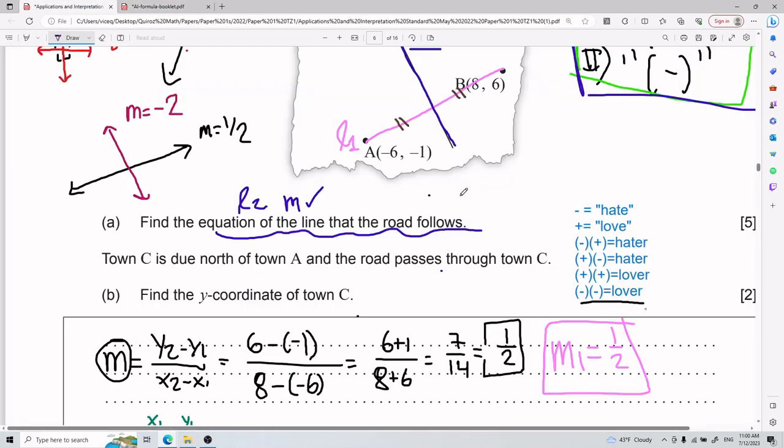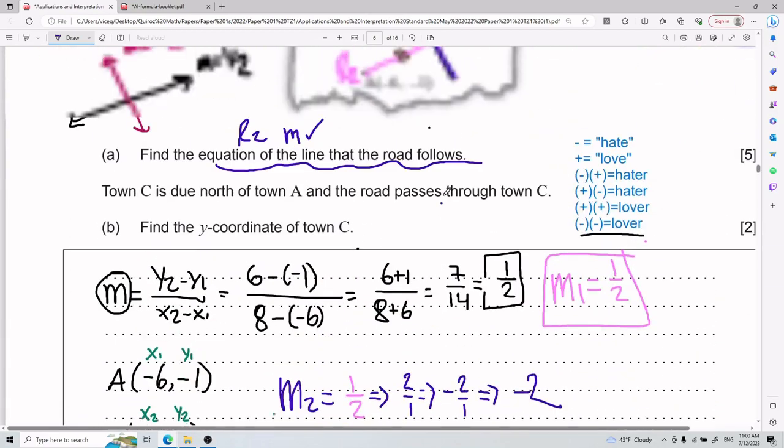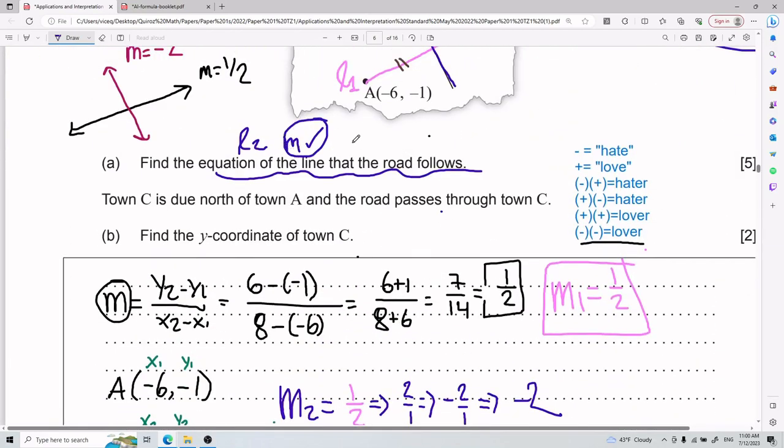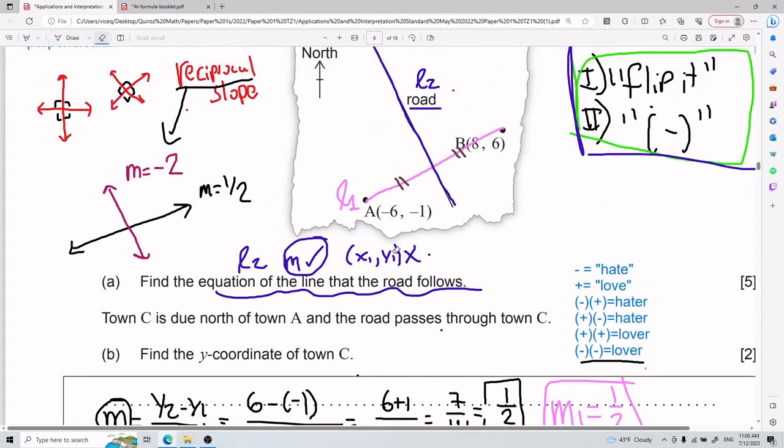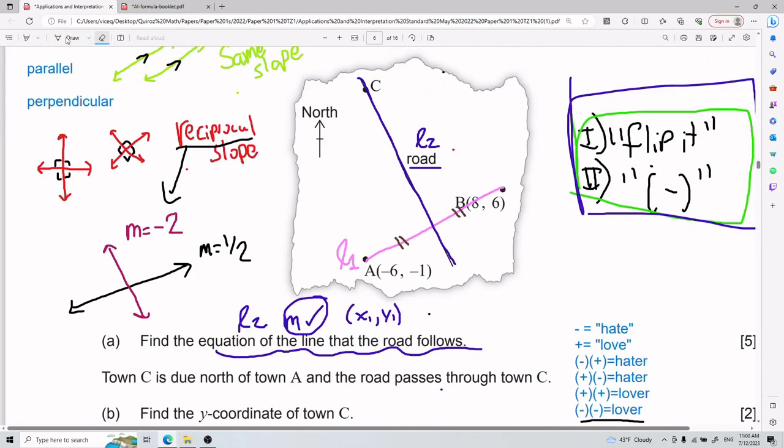So coming back to what I have over here, I do have the slope. Awesome. Do I have the set of points? Not yet. How can I get it? I know that this road cuts through the pink line, so I know that this point here is in both equations.